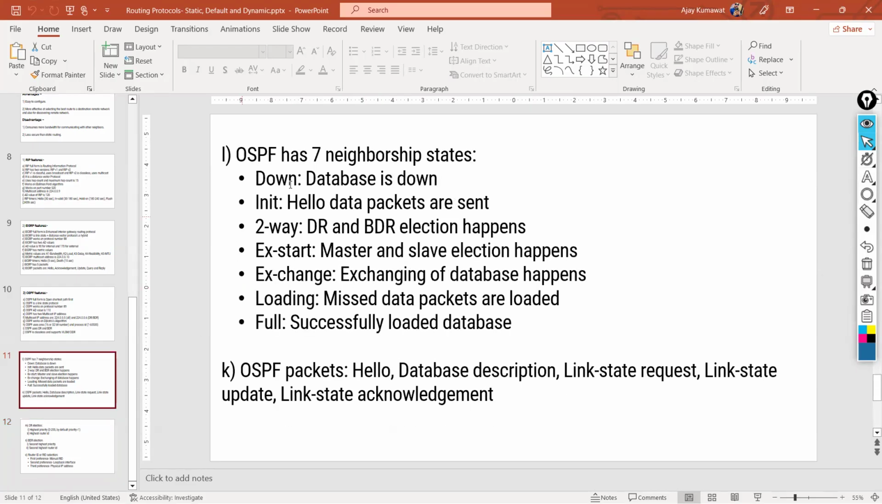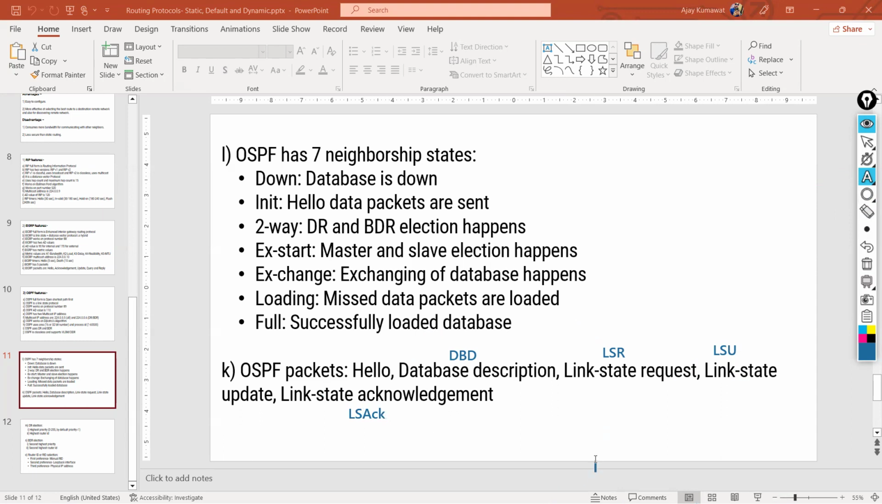Now let's talk about OSPF neighborship states and packet types. OSPF uses 5 packet types: hello, database description, link state request, link state update, and link state acknowledgement. These are the 5 messages OSPF uses. In short, we call them hello, DBD (database description), link state request, link state update, and link state acknowledgement, LS Ack.